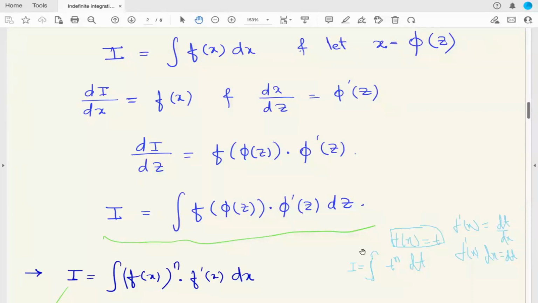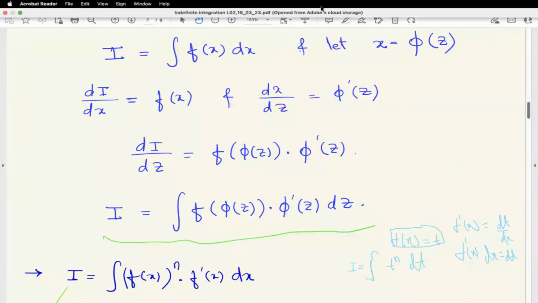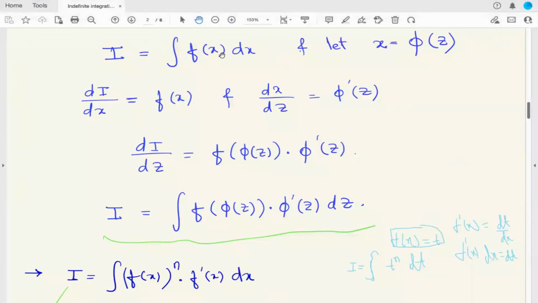So if we substitute here, dt by dx, let me write again, if you are not getting it. I just repeat this process. I do nothing more than this. So when we do that, what we got is dt by dx is equal to f dash x, right?